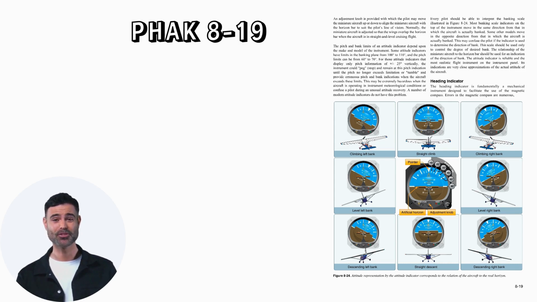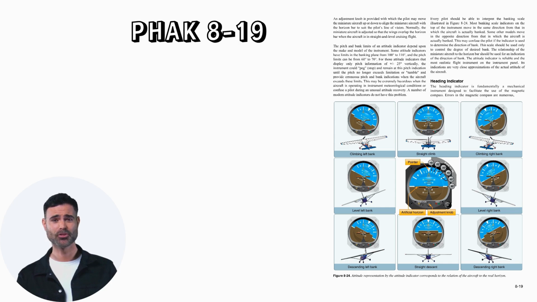This may be extremely hazardous when the aircraft is operating in instrument meteorological conditions or confuse a pilot during an unusual attitude recovery. A number of modern attitude indicators do not have this problem. Every pilot should be able to interpret the banking scale illustrated in Figure 8.24. Most banking scale indicators on the top of the instrument move in the same direction from that in which the aircraft is actually banked. Some other models move in the opposite direction from that in which the aircraft is actually banked. This may confuse the pilot if the indicator is used to determine the direction of bank.